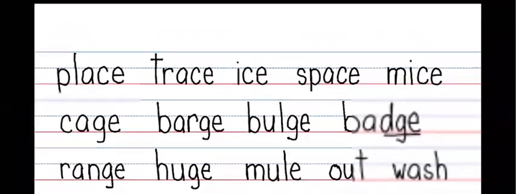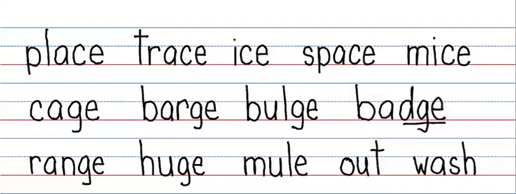Okay, let's take a look at our words and read them. Ready? We have the word place. Ace. E makes the A say A, and it makes the C say S. Trace. And the E is making the A say A, and the C say S.